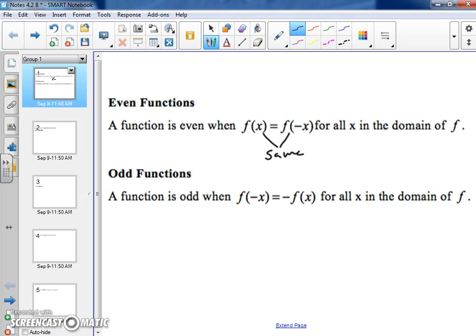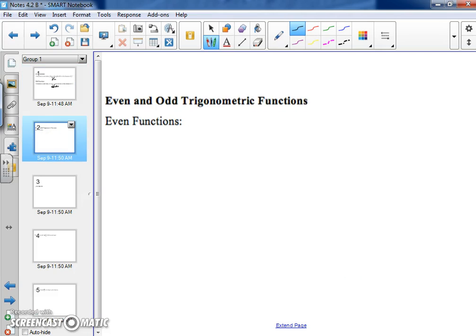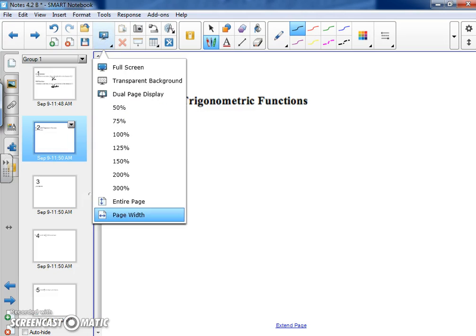A function is odd when f of negative x is equal to the opposite of f of x. Alright, so these two are opposites. So if I plug 2 and negative 2 into a function, the answers I get will be opposite of each other.